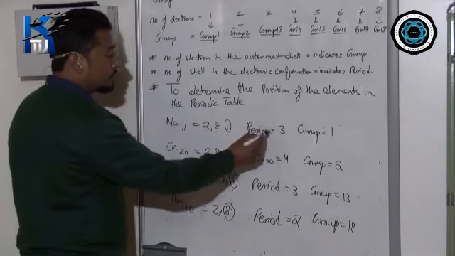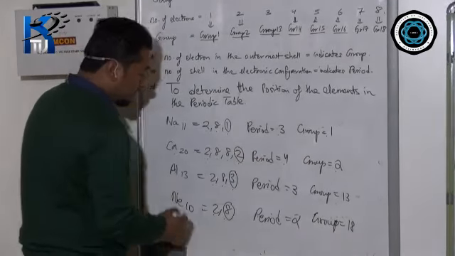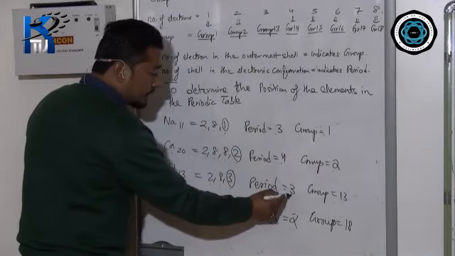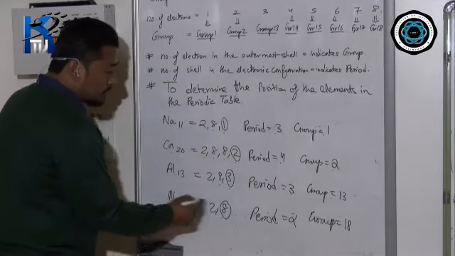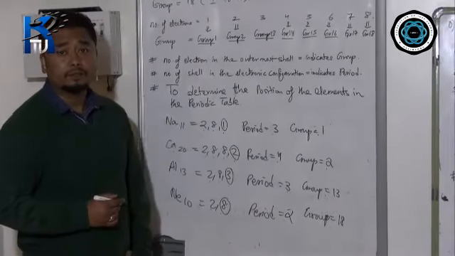Therefore, sodium belongs to third period, group 1. Calcium belongs to fourth period, group 2. Aluminum belongs to period 3, group 13, and neon belongs to period 2, group 18. This is how we find the position of the elements.